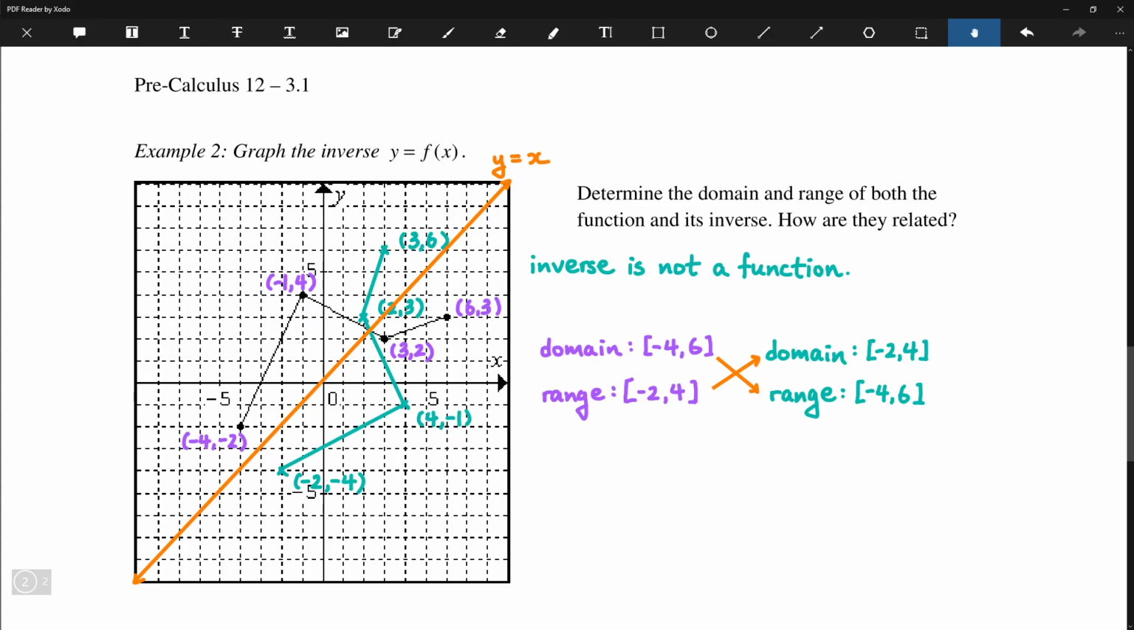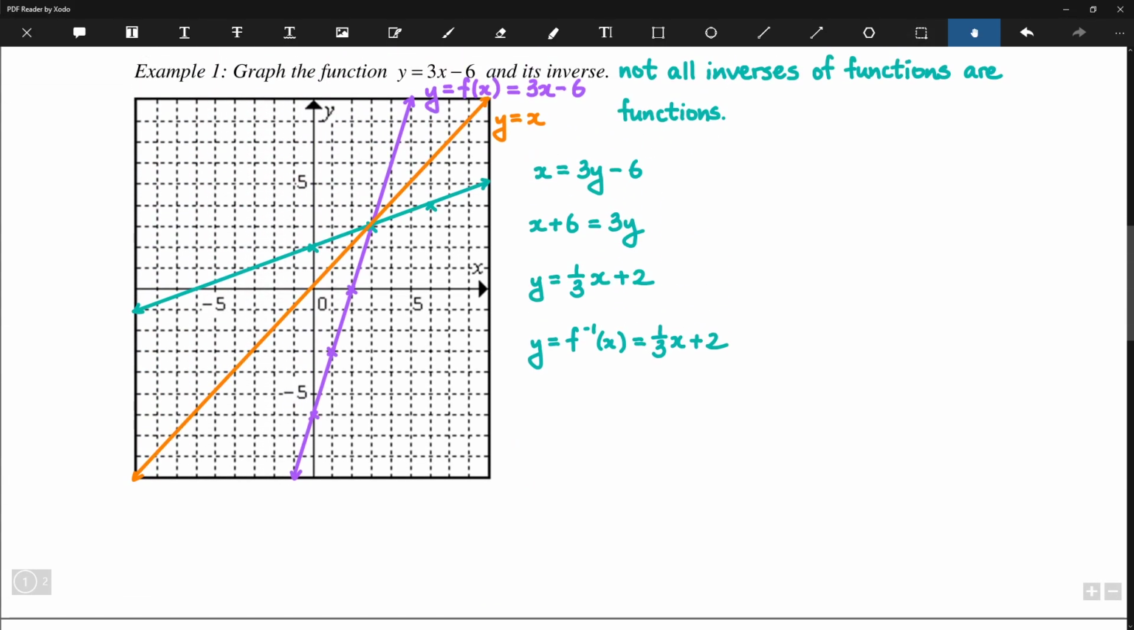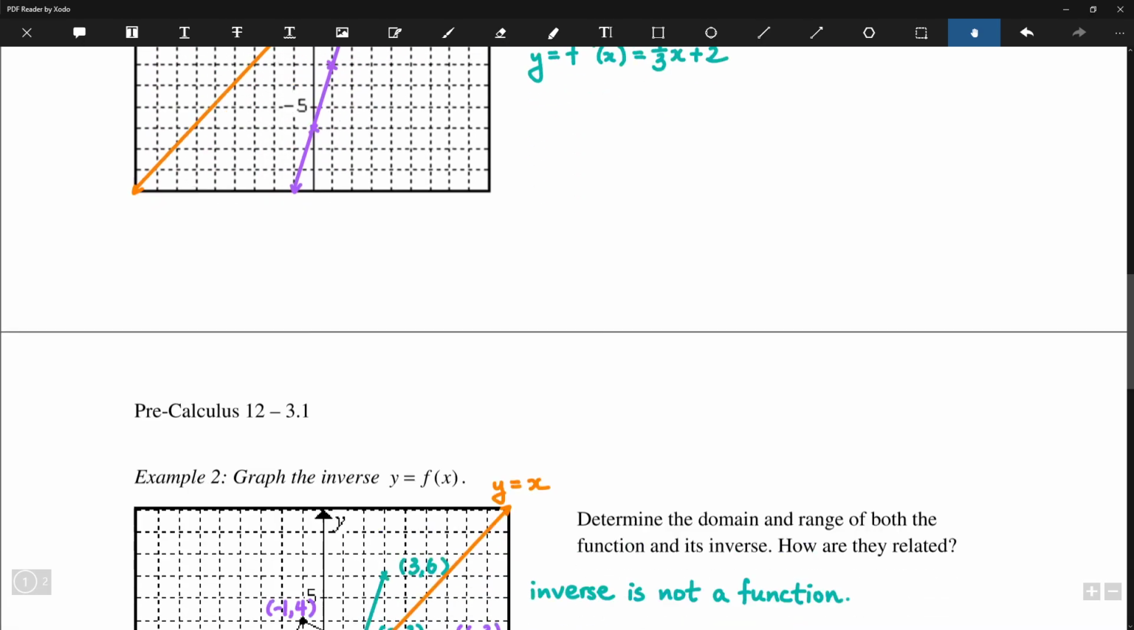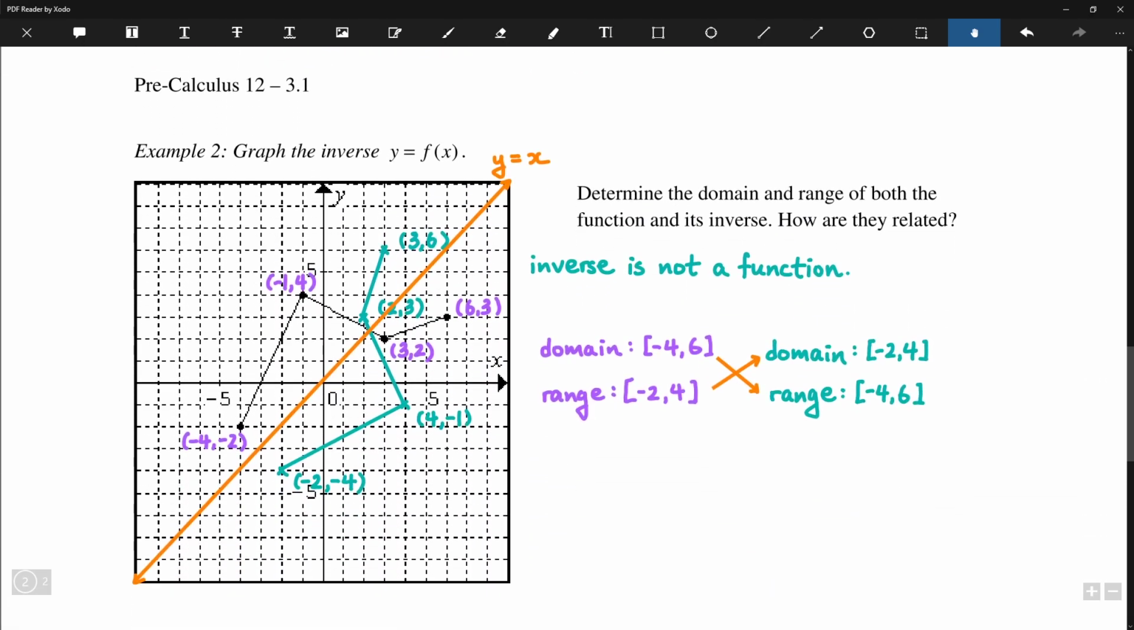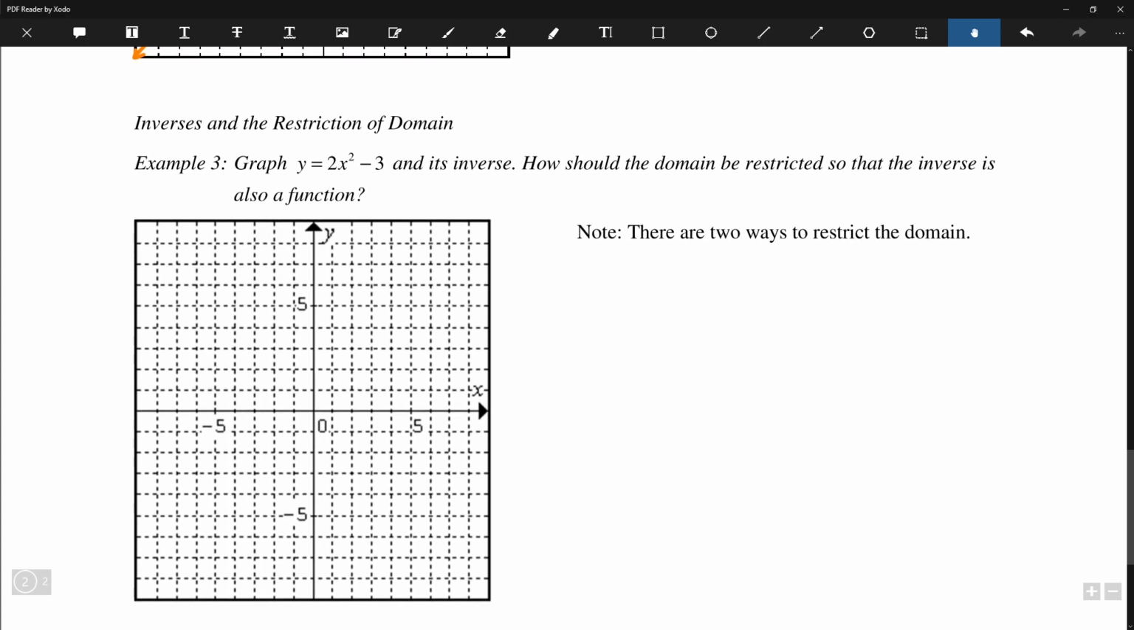All right, so we now have seen a function whose inverse is also a function, and now we have seen a function whose inverse is not a function. And finally, we have yet another example here. So we have the graph y equals 2x squared minus 3. Let's go ahead and draw that in using a table of values, I guess. So this would be x equals 0, y equals -3.